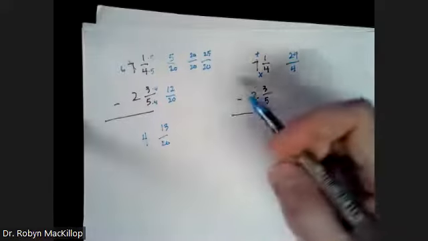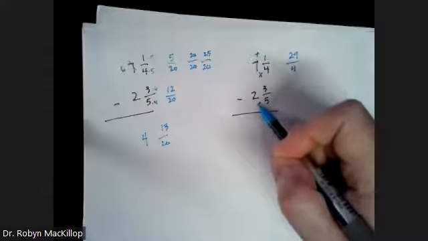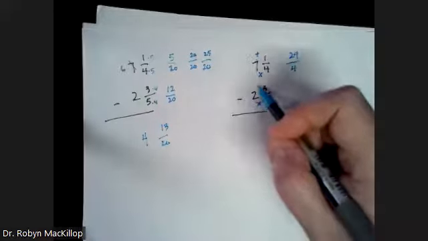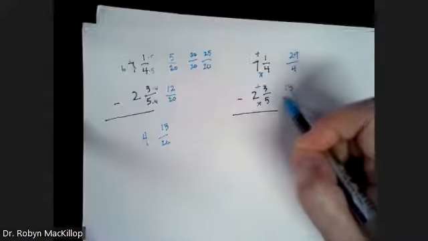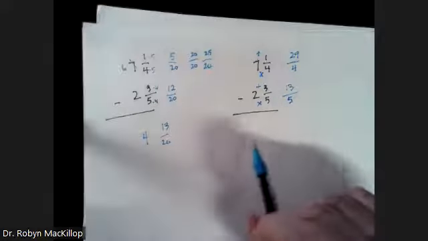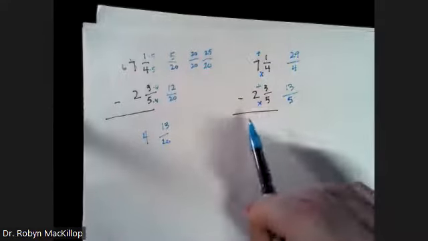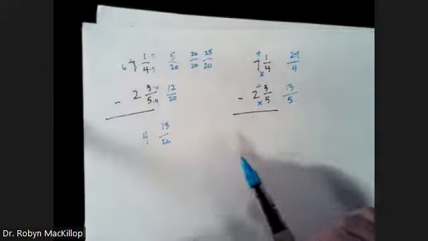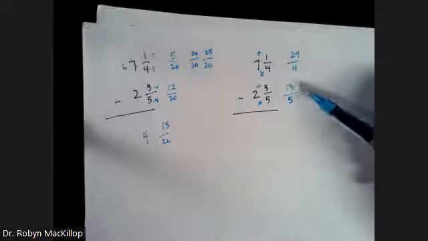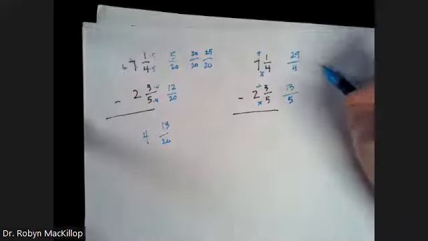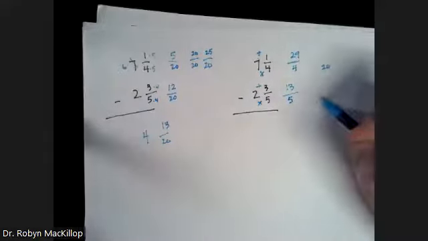We're going to do the same thing down here. 5 times 2 is 10, plus 3 is 13 over 5, and that is the improper fraction form of 2 3/5. So now, you're done with this. You don't have to look at this part again. And now we're going to deal with this as we would any other fraction. We're going to find a common denominator. It's going to be 20, because 4 and 5 both go into 20.